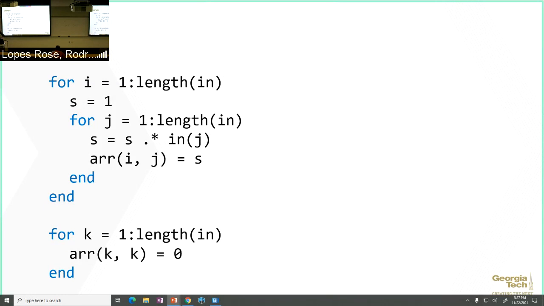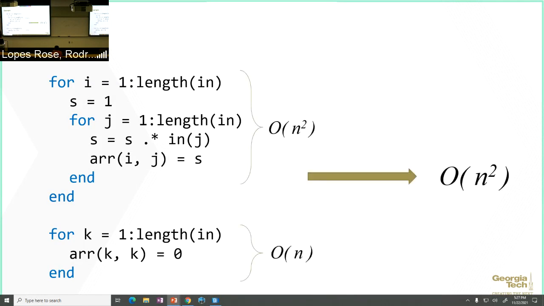This is just an example of how we would actually go through a piece of code and determine what the big O or the efficiency of that code is. And you see those n squared and n, and those just end up being O of n squared at the end.